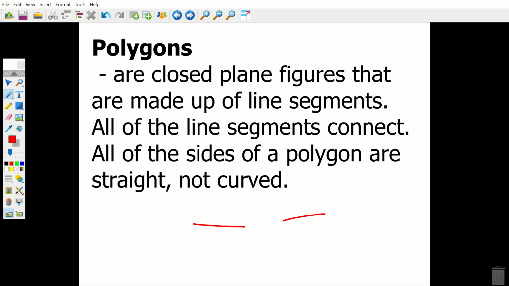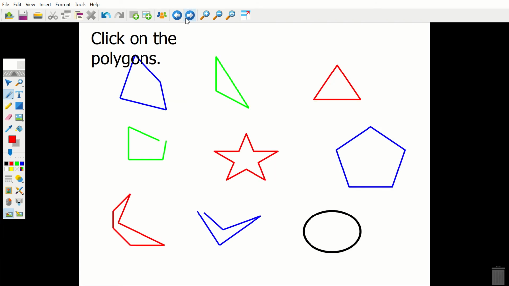So now, a polygon, again, is a closed plane figure, meaning all sides are connected to make a closed plane or some sort of shape that connects. And they're all straight and not curved. Next lesson, we're going to get into the difference between regular and irregular polygons, but for the purpose of this lesson, we're simply looking at polygons.